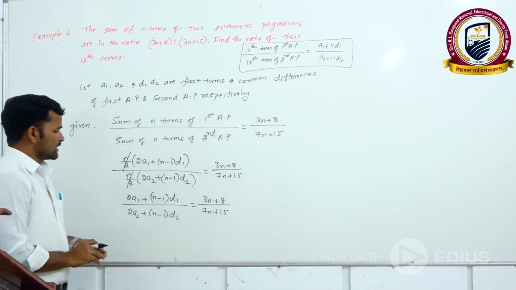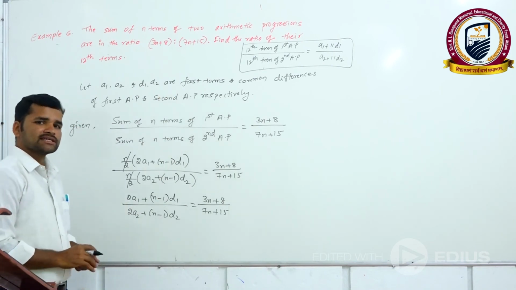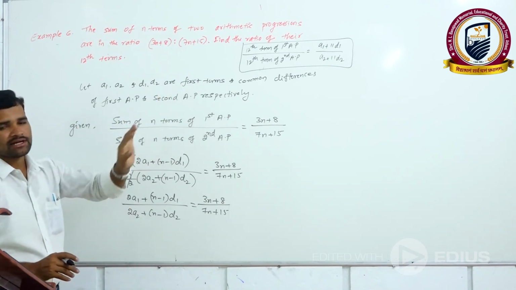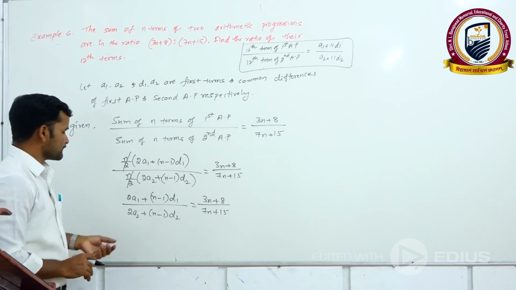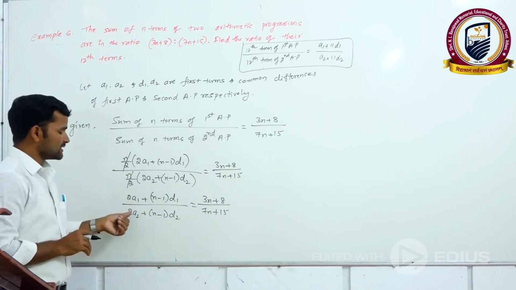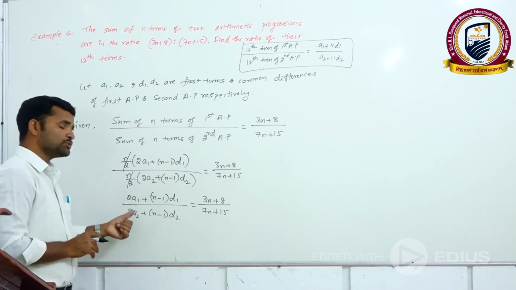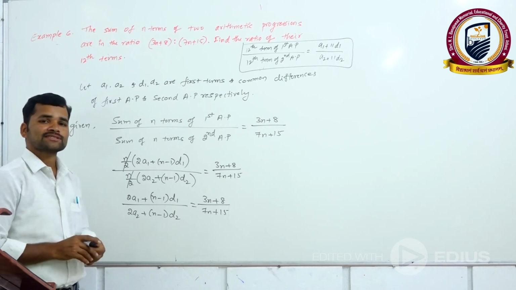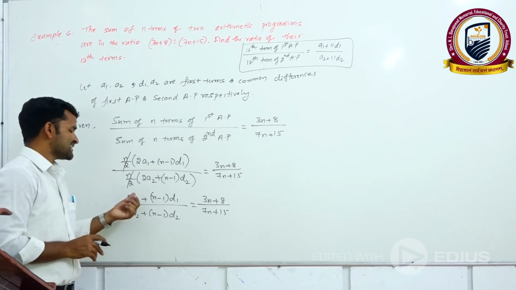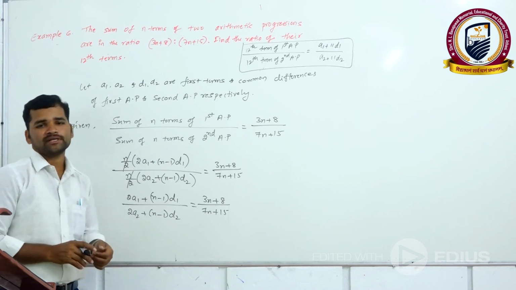Fine. Now, what should we have? We should have a1 plus 11d1 in the numerator and a2 plus 11d2 in the denominator. The coefficients of a1 and a2 should be 1. So, to make the a1 and a2 coefficients 1, what will we do? We will take 2 common from the numerator and also 2 common from the denominator.